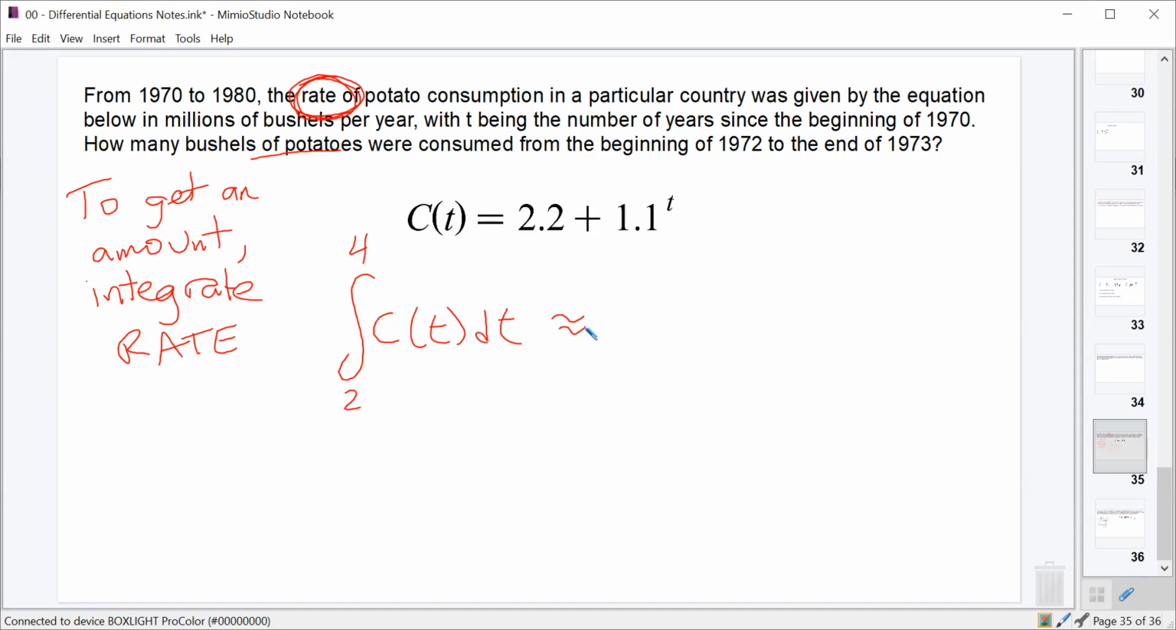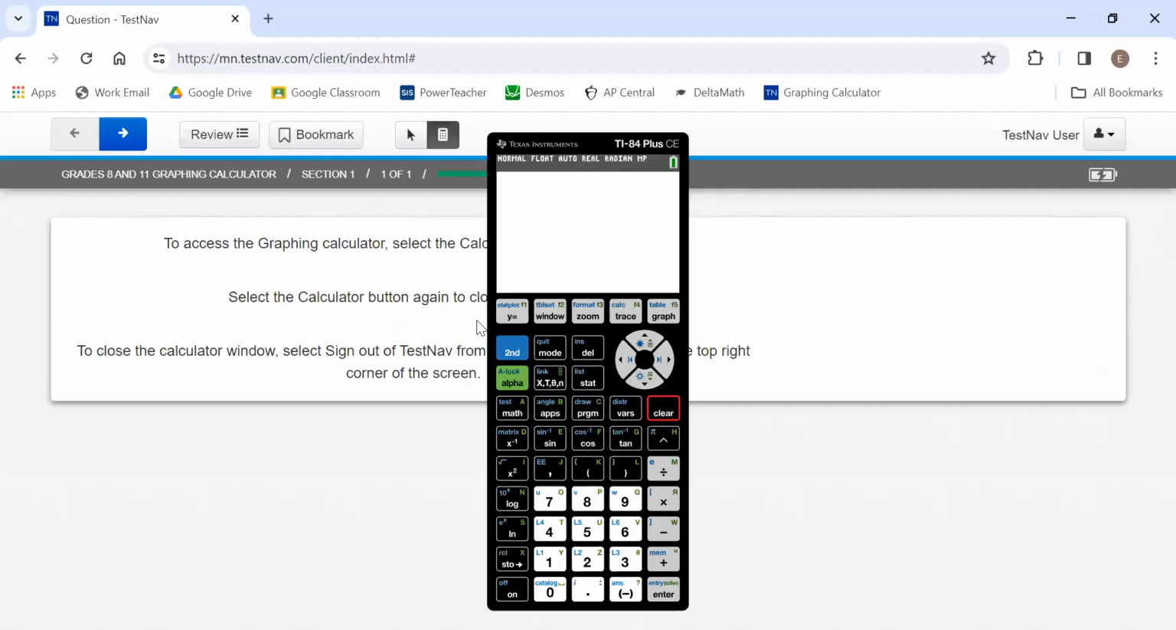So we're just going to bring up our graphing calculator. In order to integrate this, we'll go into math and option 9. We will integrate from 2 to 4 the function 2.2 plus 1.1 to the power of x. Make sure you put your dx in there, hit enter, and you get 7.066032112. That is literally all we have to do with this problem.